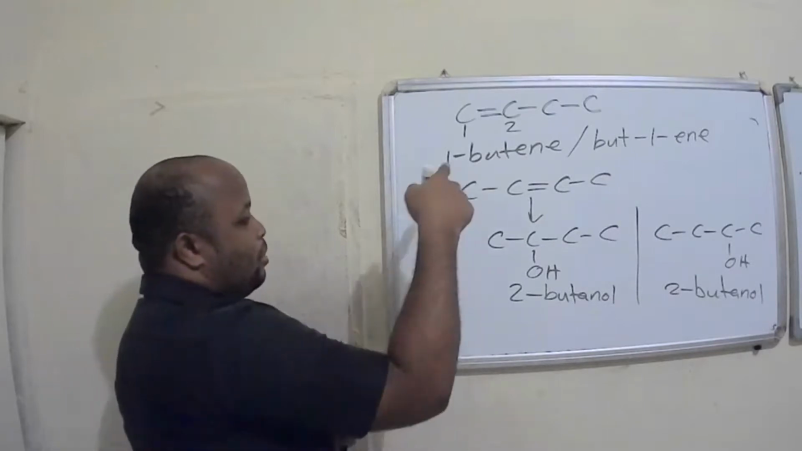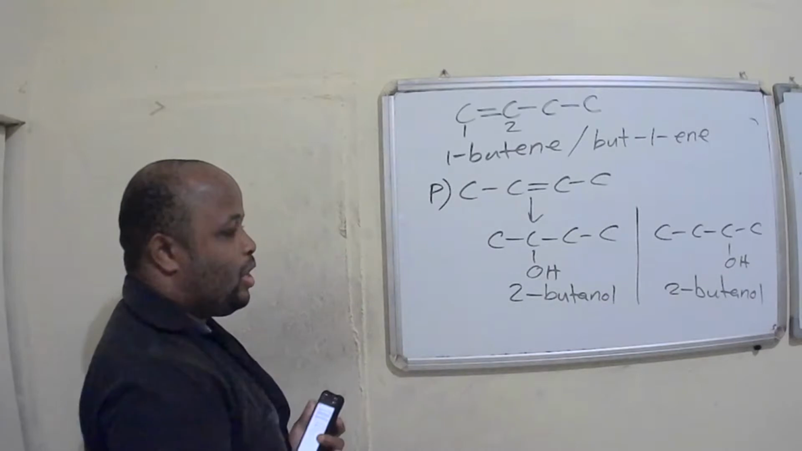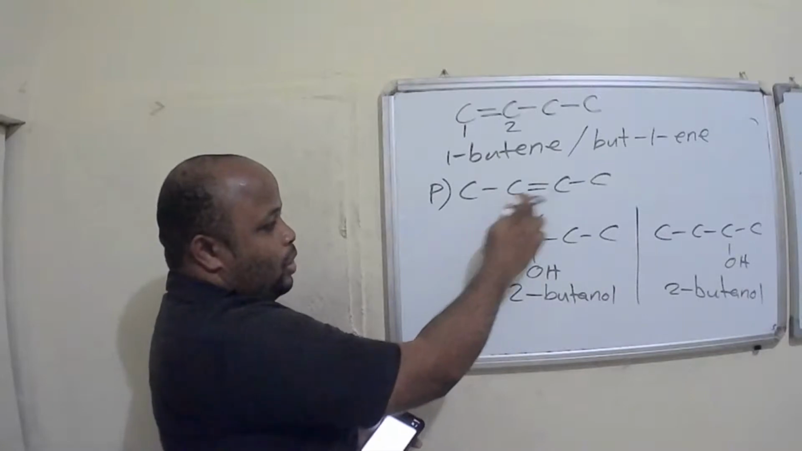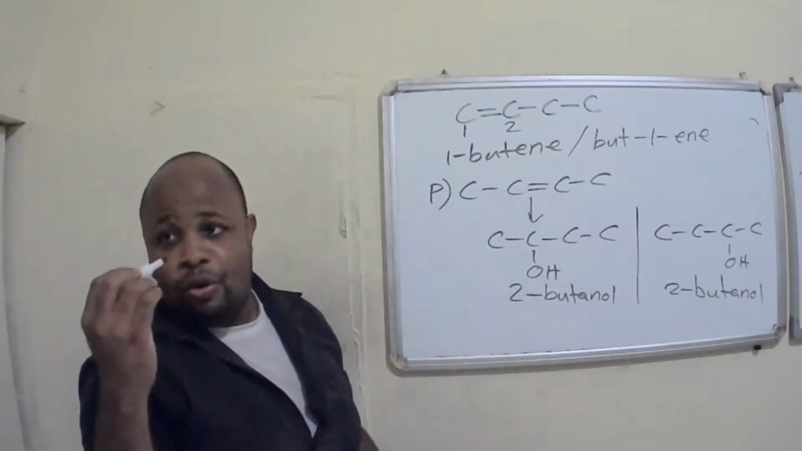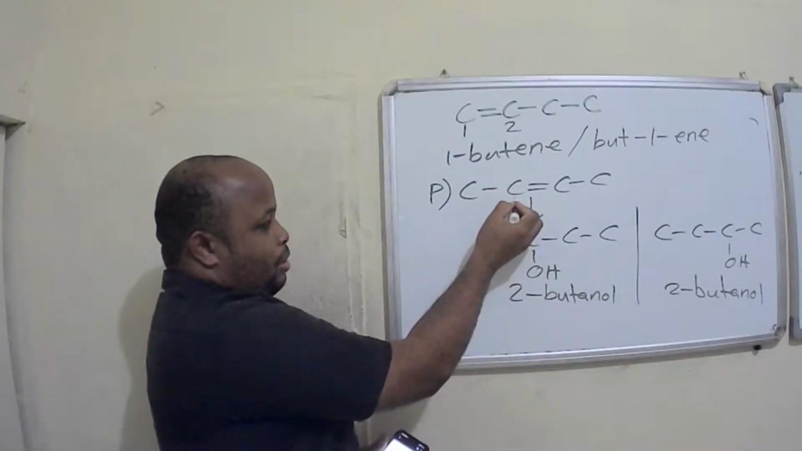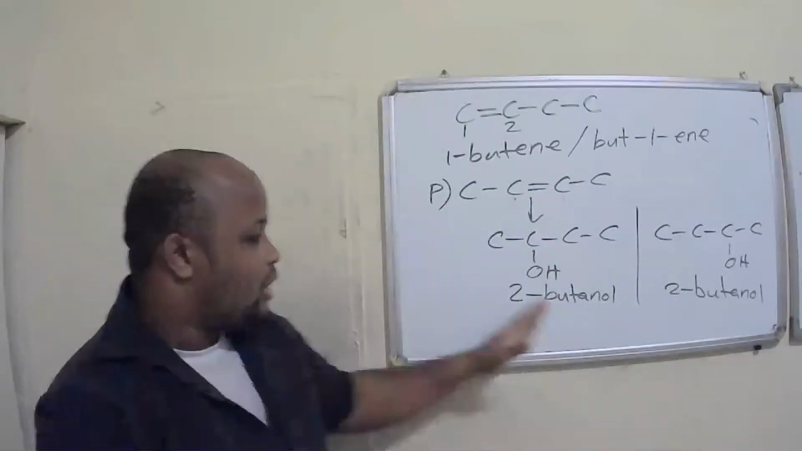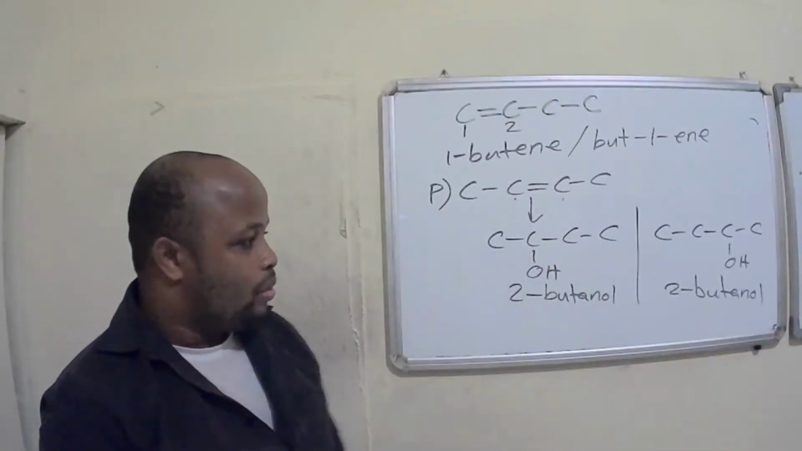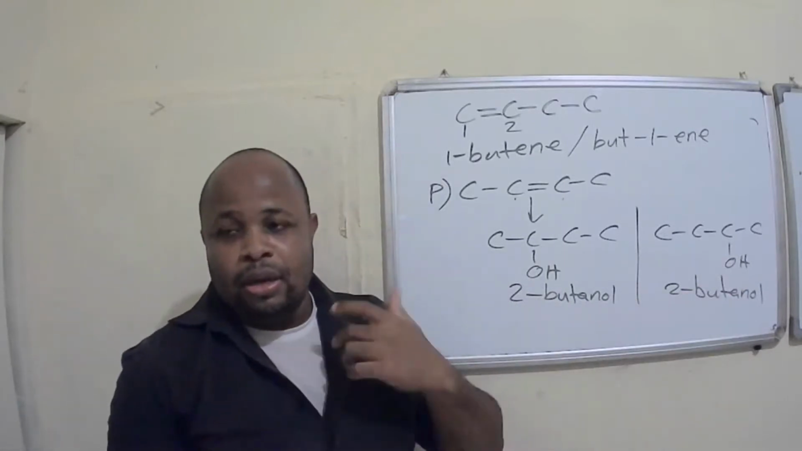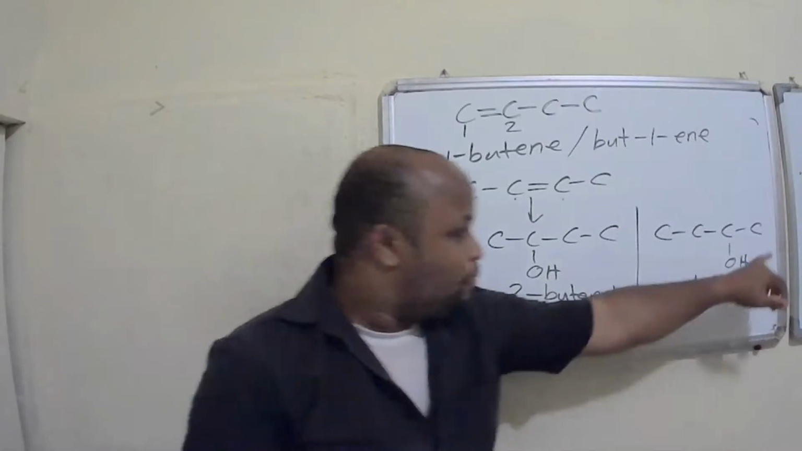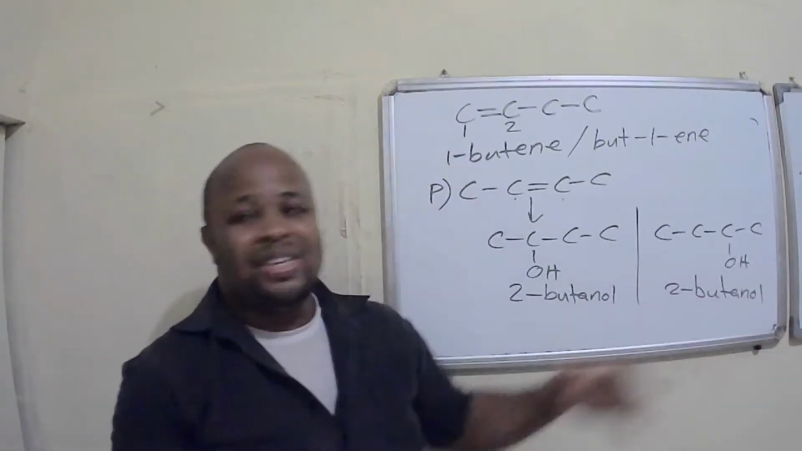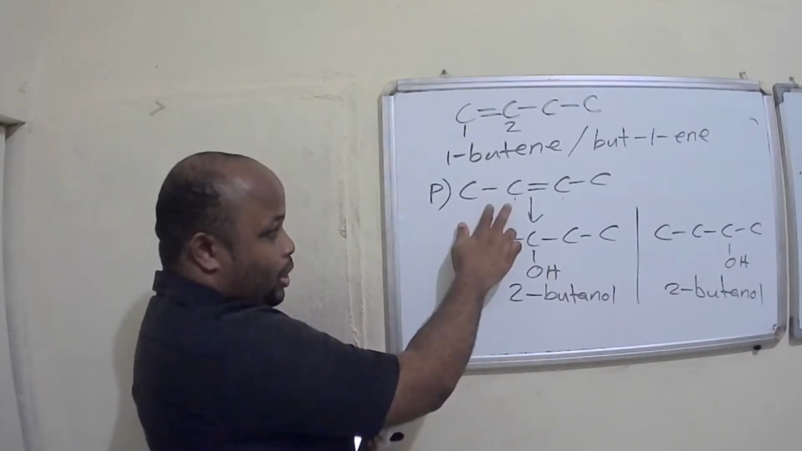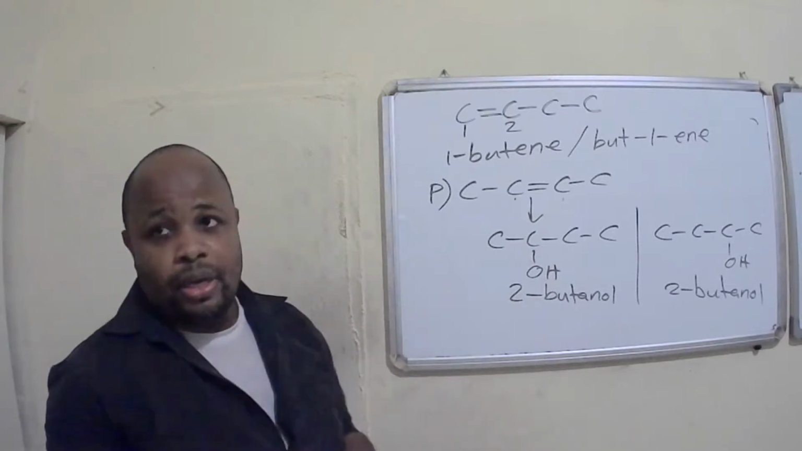So therefore, this one is compound P. Remember, the double bond is between carbons 2 and 3 for 2-butene. So the OH group, you can either put it here or here. And in both instances, you get the same alcohol. Because for this one, you are counting from this end, 1, 2. Remember you always count from the end closest to the functional group. So both of them are the same. They are not different. Alright, so 2-butene is compound P.